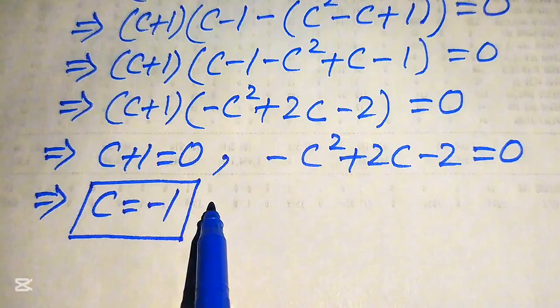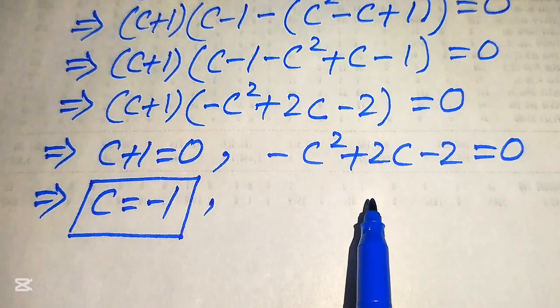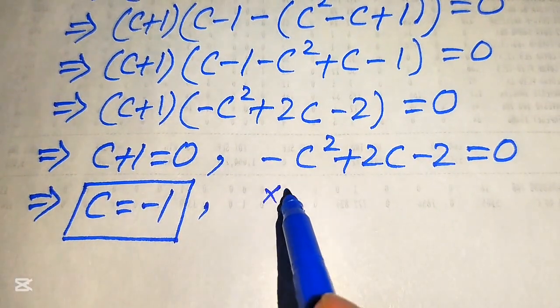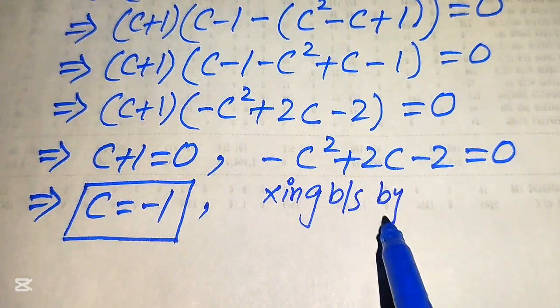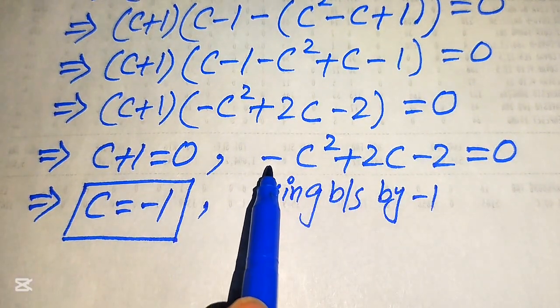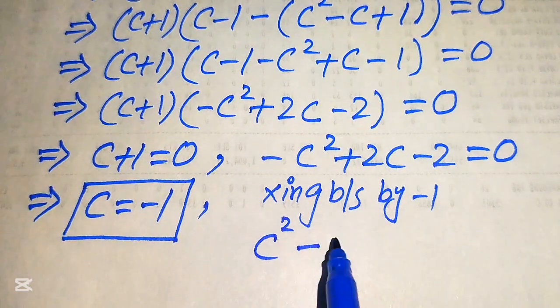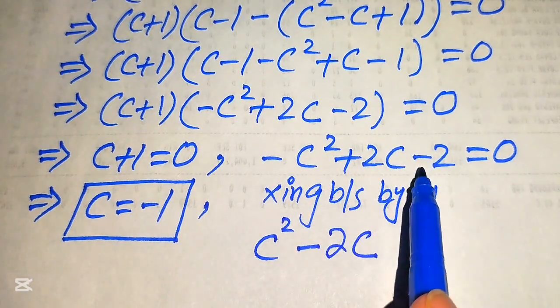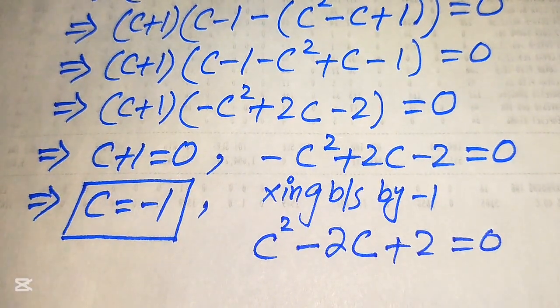So this is the first real root of the given equation. And now here, in order to find the other roots, we need to solve this quadratic equation. But first, we need to multiply both sides of this equation by minus 1. When you multiply each of these terms by minus 1, it will be written as: minus times minus becomes plus c square, plus times minus becomes minus 2c, minus times minus becomes plus 2, equals 0.